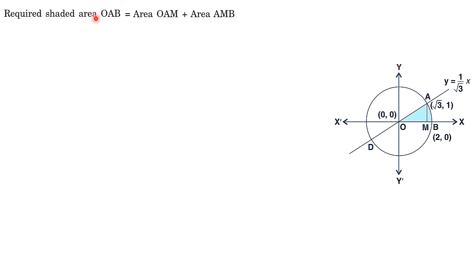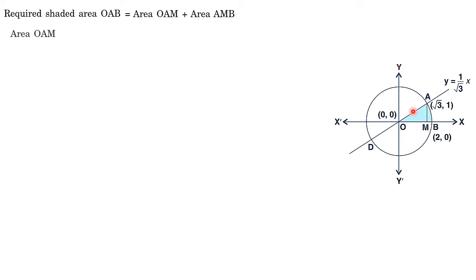The required shaded area OAB is equal to the area of OAM, that is a triangular portion, plus the area of AMB, that is the area under the curve. Okay, that is what we are going to do. First, we are going to calculate the area of OAM.